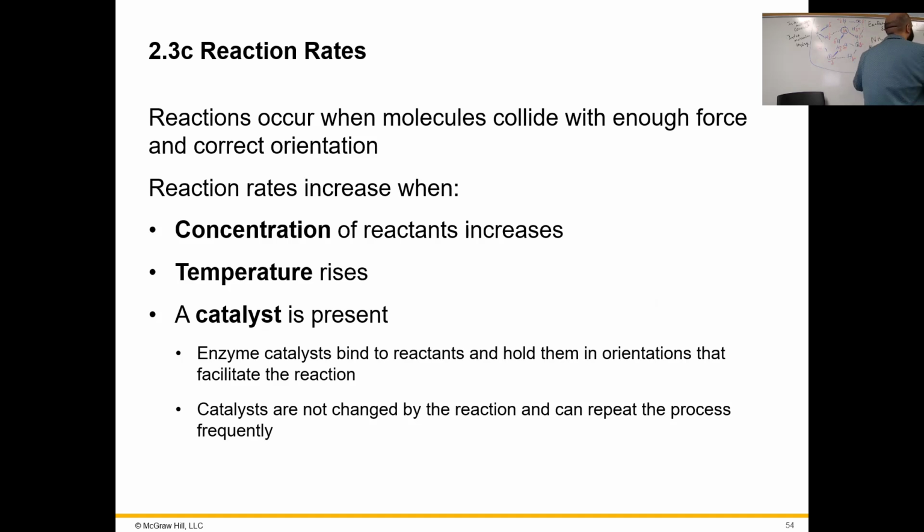Enzymes only speed up the reaction, known as catalysis. They catalyze the reaction. They only speed up and they only catalyze the reaction. They do not change it. If you're supposed to get product B from A, they're never going to give you C. So enzymes never change the product. So you're always going to get the same product.